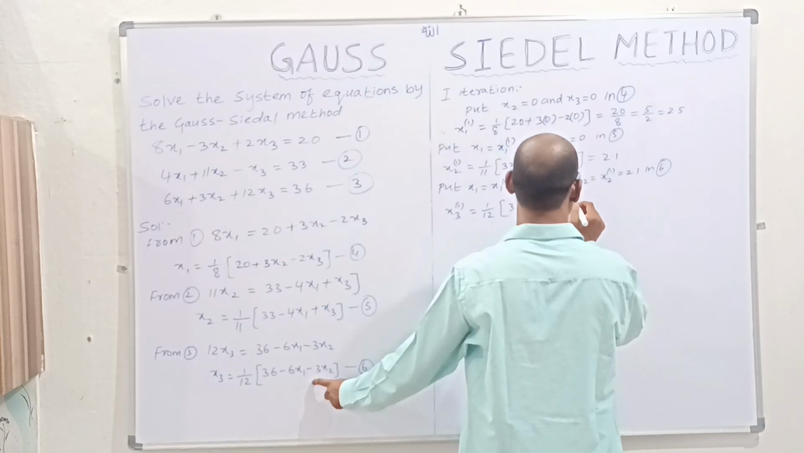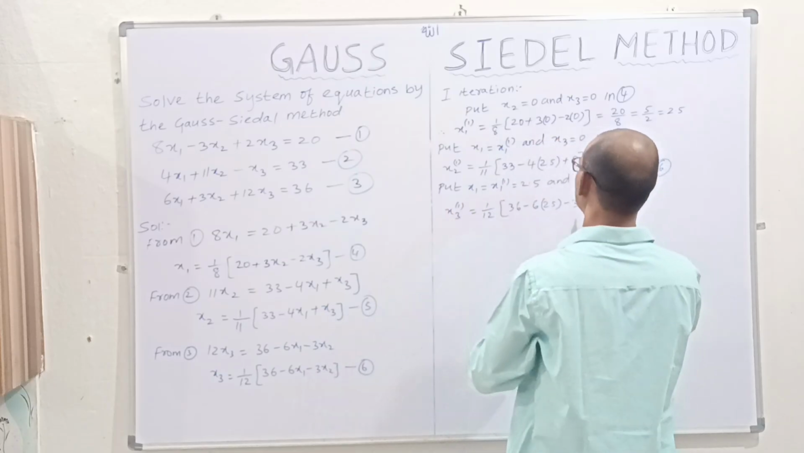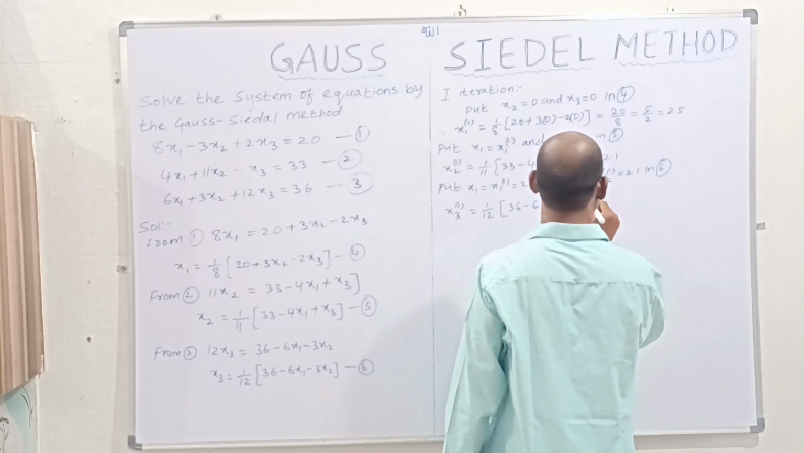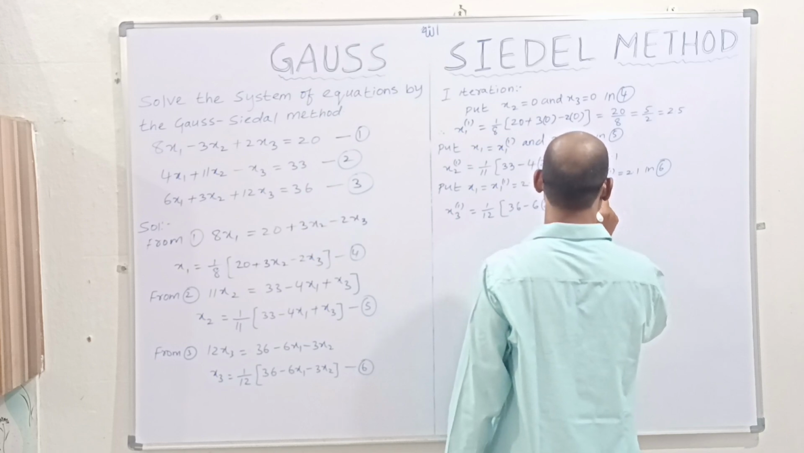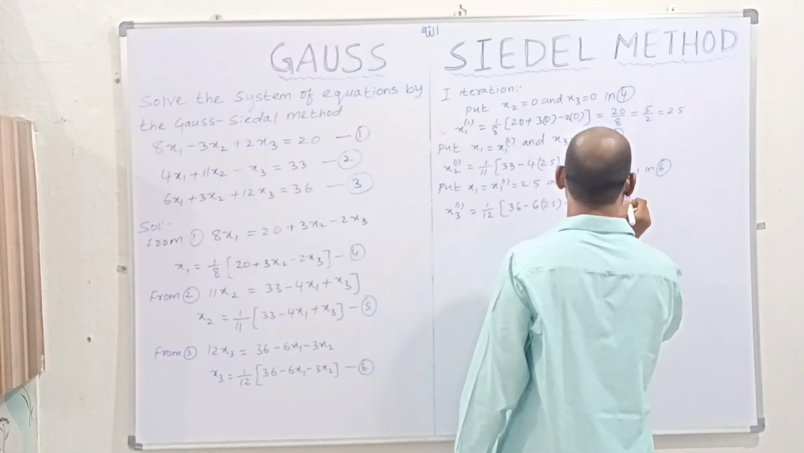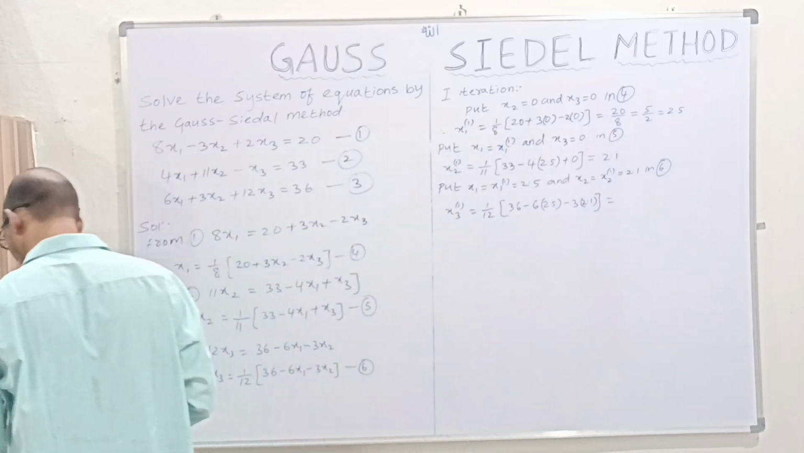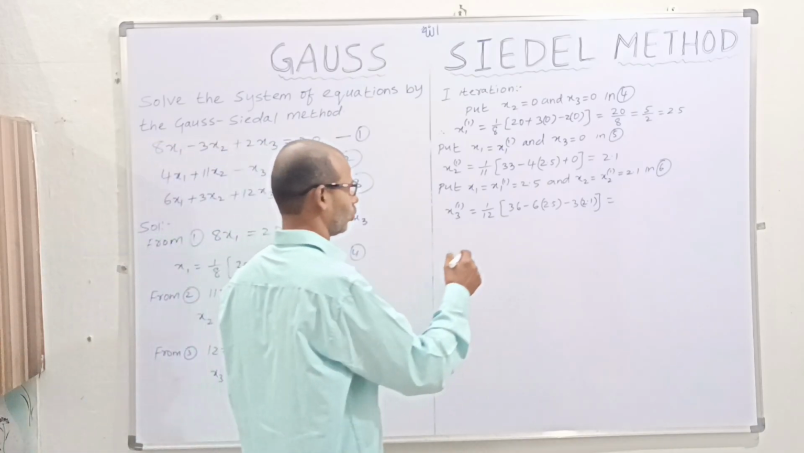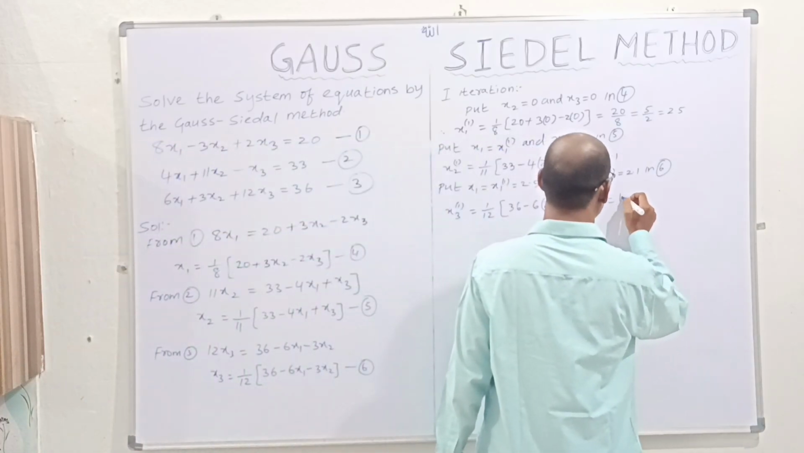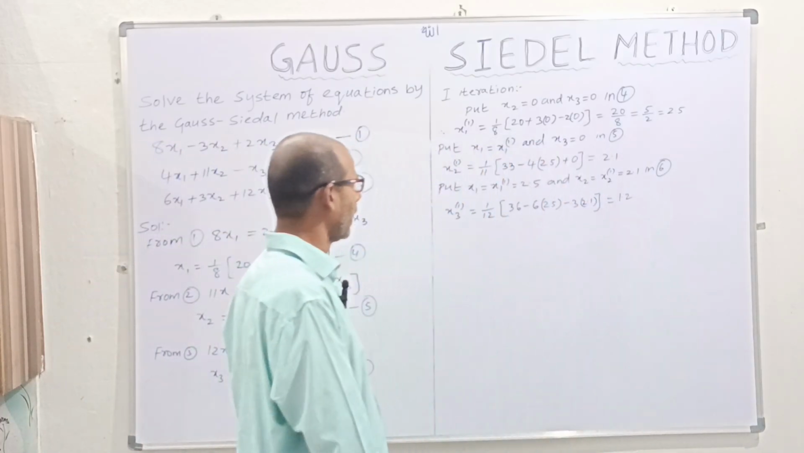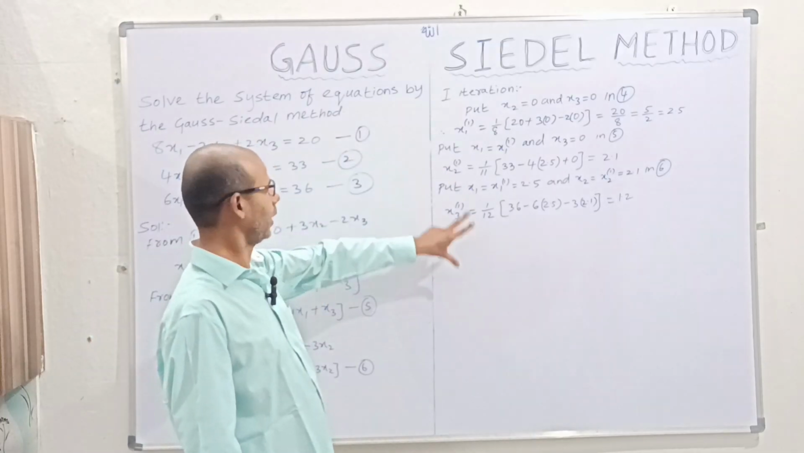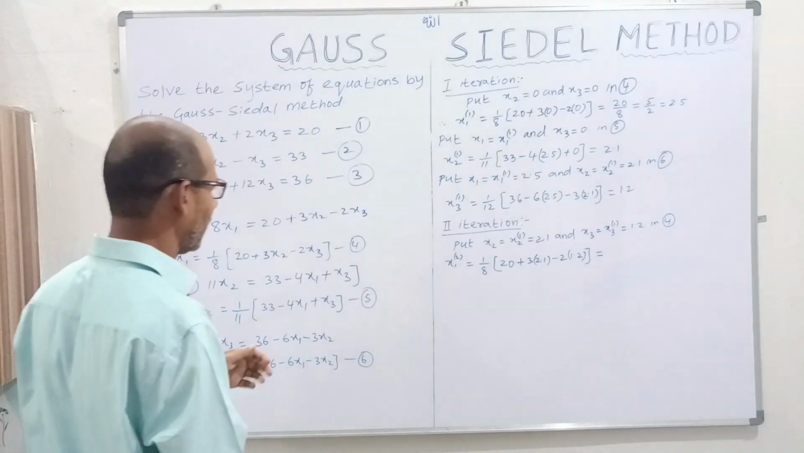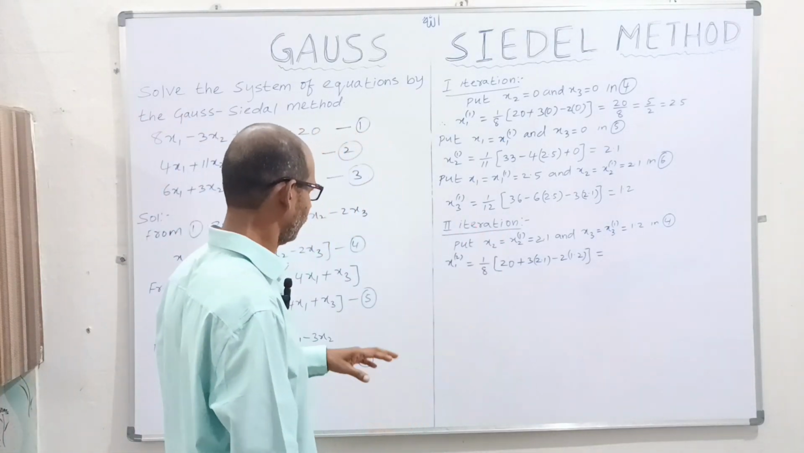2.5 minus 3 into x2. So the x2 value from the first iteration, that is 2.1, we are going to substitute that, right? So then we will get x3 as 1.2. So this is the first iteration, right?